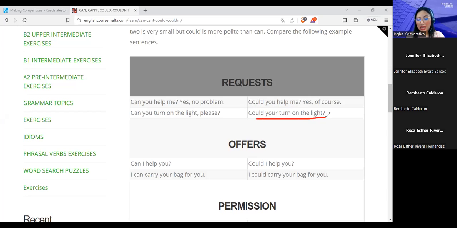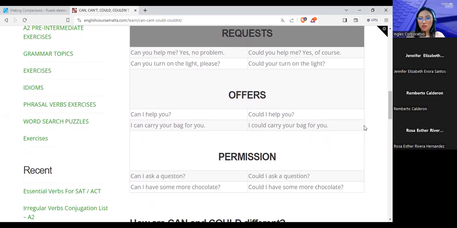Could you turn on the light? ¿Podrías encender la luz? Could you please turn on the light? That's it. Cuando hacemos ofertas, look. Nosotros ofrecemos una ayuda. No estamos solicitando. Aquí cambia la intención. Can I help you? ¿Te puedo ayudar? Could I help you? And that's it. Yo ofrezco mi ayuda a alguien más. No estoy pidiendo nada. I'm doing the opposite.